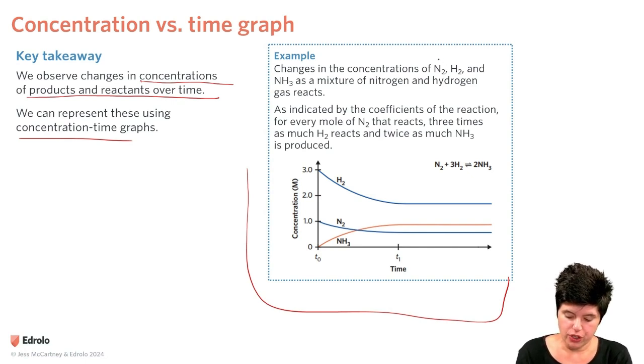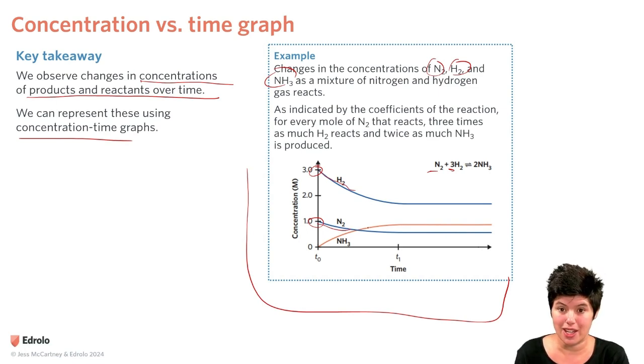where we have nitrogen and hydrogen reacting to form ammonia. Now you can see that nitrogen and hydrogen are the reactants. So we're starting at 3 mole, like in the equation, 1 mole of nitrogen, like in the equation. Now as they react, obviously their concentrations have to decrease, and they will decrease in the ratios of the equation.